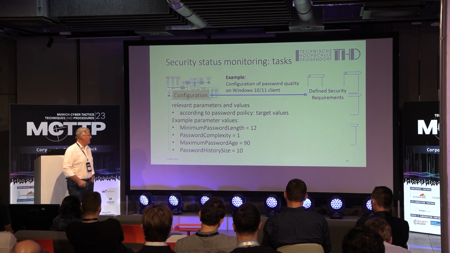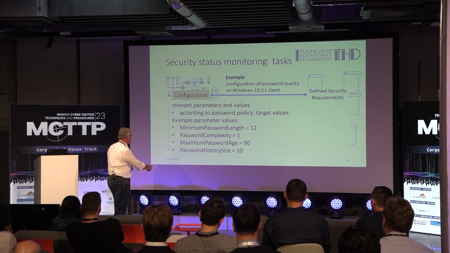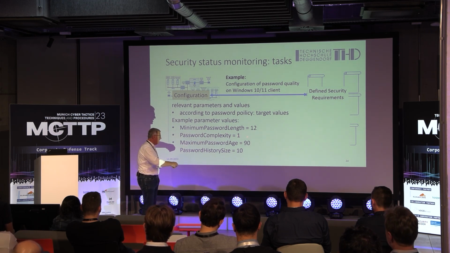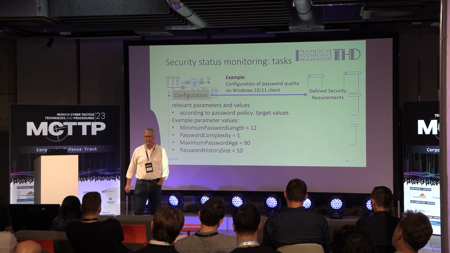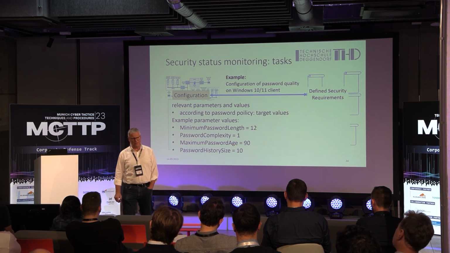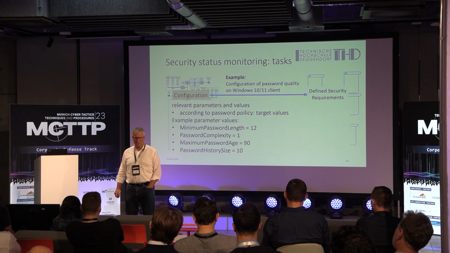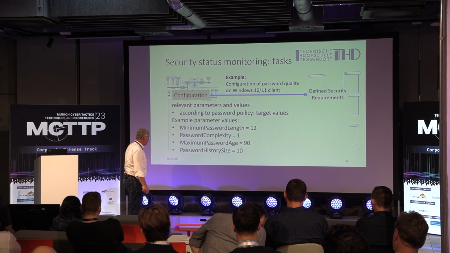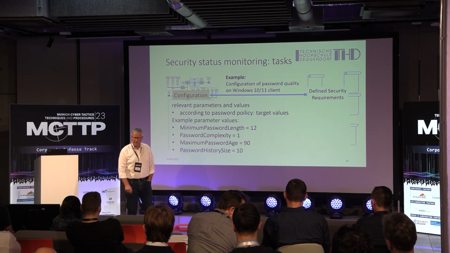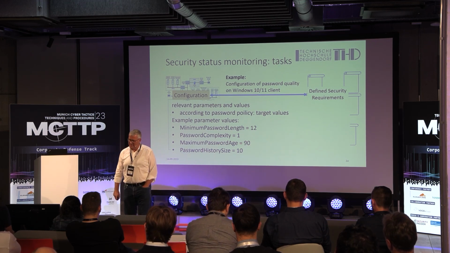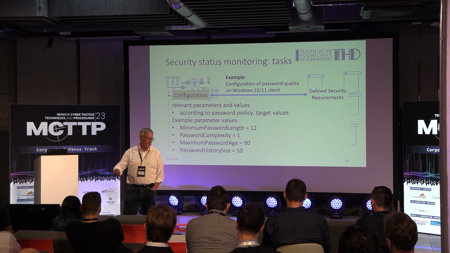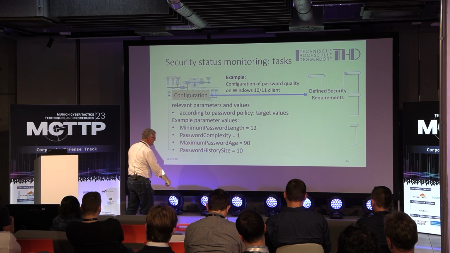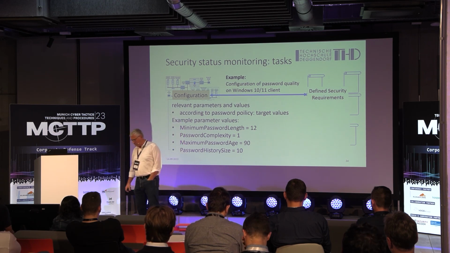So, for example, the password policy could be that we had to put in minimum password length 12, password complexity is 1. I come back to that. What is the meaning of password complexity in Windows 11 is equal to 1? We have to look what that means. And then maximum password age is here 90 days. So after 90 days, you have to change the password. That is often done in companies as a password policy. And then password history size is here, for example, 10.